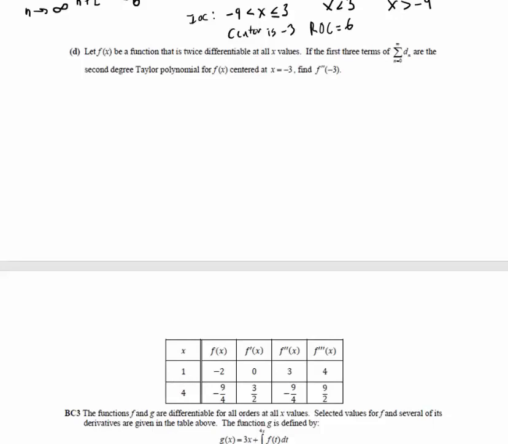All right, for part D, let f of x be the function that's twice differentiable. That just means I can take the derivative twice. If the first 3 terms of the series Dn are the second degree Taylor polynomial for f of x centered at x is -3, find f double prime at -3.